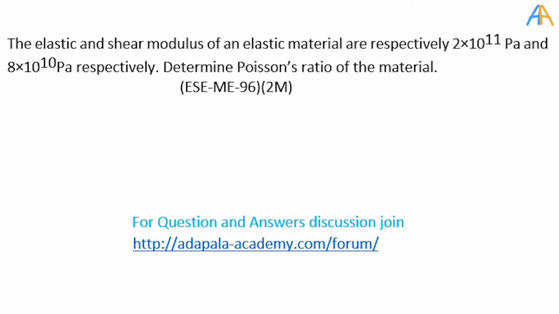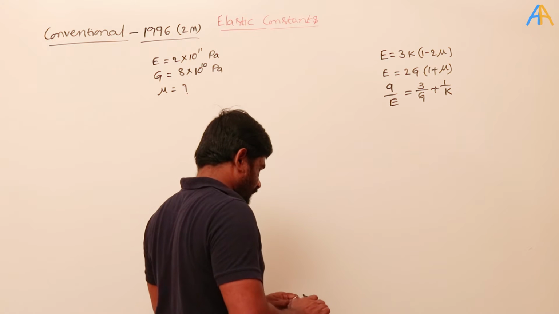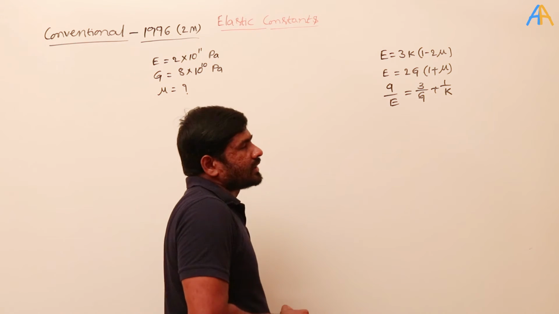The elastic modulus and shear modulus of an elastic material are respectively 2 × 10^11 Pascal and 8 × 10^10 Pascal. We need to find out the Poisson's ratio of the material. See here, these questions are very simple. These are like a preliminary examination.